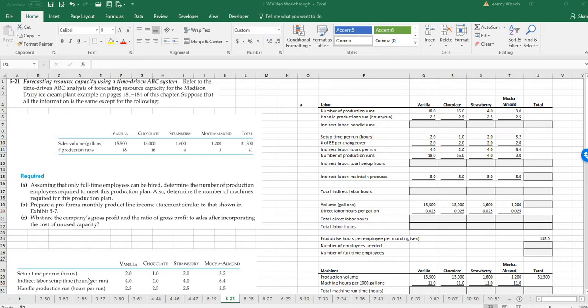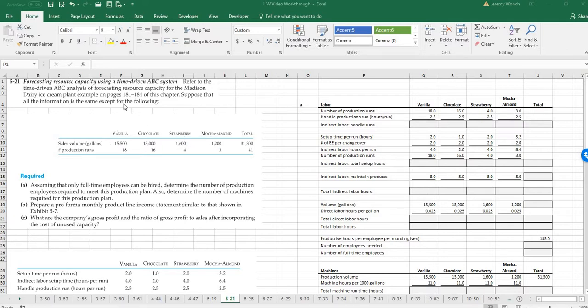Alright, so we're on problem 521, and with this problem we're going to look at Madison Dairy Ice Cream, and we're going to look at how we're going to forecast out what it's going to cost them to produce what they want to produce. They have four different kinds of ice cream, and they give us the sales volume on how much they want to produce of each one of these kinds.